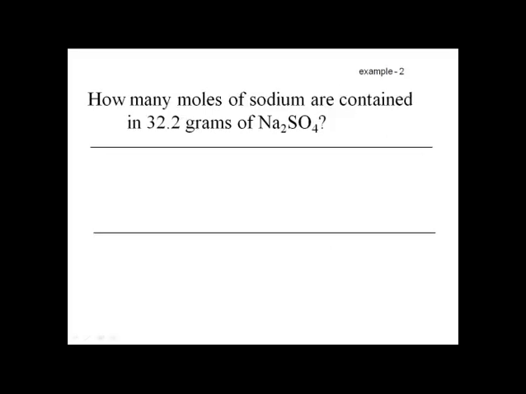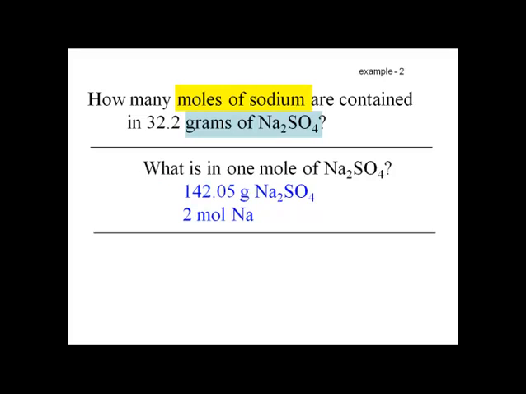Our next example asks how many moles of sodium are contained in 32.2 grams of sodium sulfate. In reading the problem, we see that it is asking us to convert from grams of compound to moles of sodium. We use our chemistry knowledge to ask what is in 1 mole of compound. Since we are starting from grams of compound, we need the molar mass of the compound. Adding the contributions of each element, we find the molar mass is 142.05 grams per mole. The 2 in the chemical formula tells us there are 2 moles of sodium in 1 mole of compound.